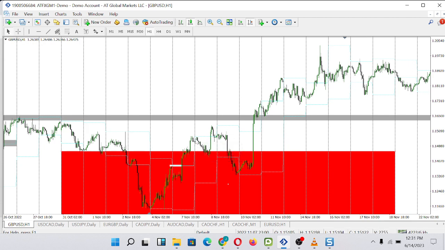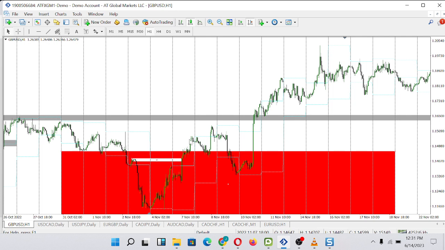It broke the structure and made the higher high here. But if you don't want to use this because it's not really that significant, we can make use of this zone. Okay. So this is our last lower low and it made here. Okay. The low here. Lower high, the lower low here.